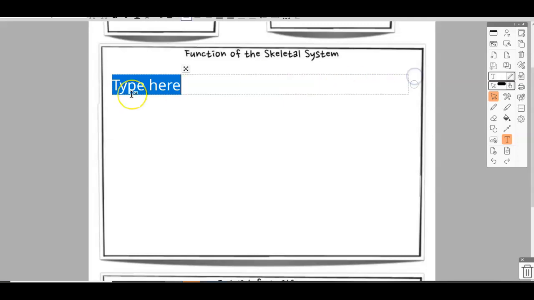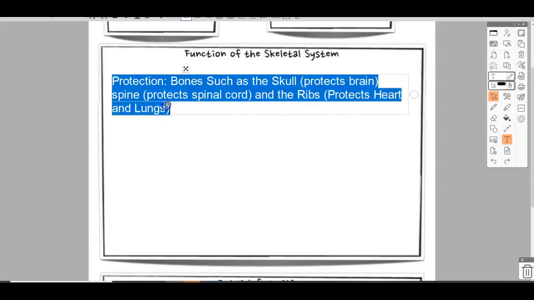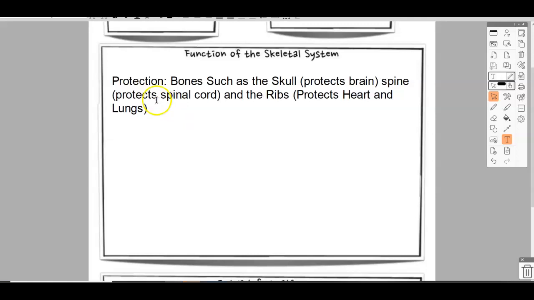Stretch this across and not all the way out. There we go. Can I change the color of that? Because I don't like that color at all. That's like right on the thing there. There we go. Boom. Protection.